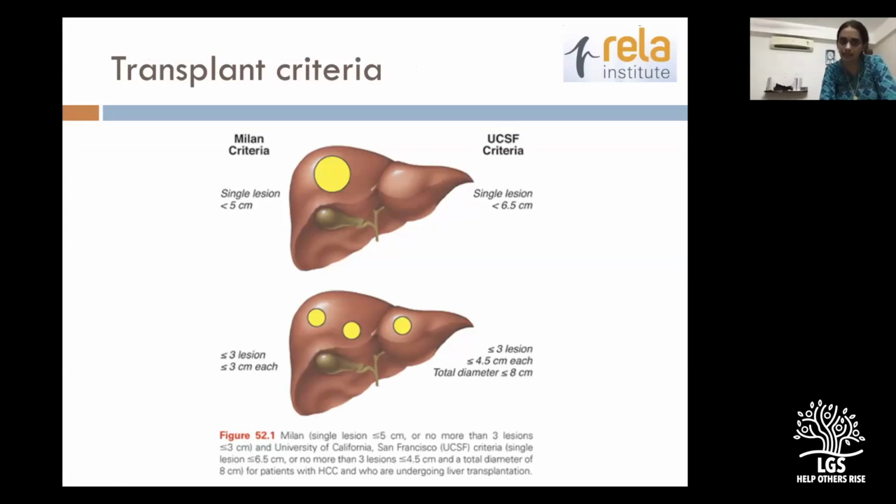Milan criteria says if you have a single lesion, it should be up to 5 centimeters, whereas UCSF slightly expands it to a single lesion up to 6.5 centimeters. Now, if there are multiple lesions, they can be up to 3 in number. Milan says that no lesion should be more than 3 centimeters, while UCSF says you can have up to 4.5 centimeters for a single lesion, such that the total diameter does not exceed 8 centimeters.